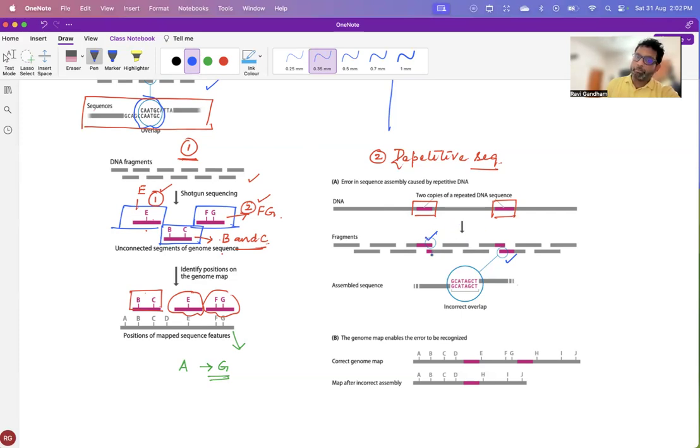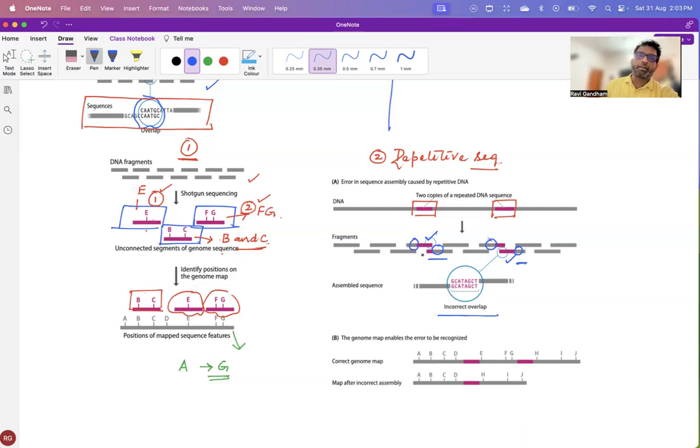Actually, it should be an overlap with the fragment here, but it has overlapped here, and you get an incorrect overlap. Now, having got a genome map, knowing the flanking sequences of this particular fragment and this particular fragment and these fragments here around, you know the flanking sequences, then this problem of having an incorrect overlap can be solved.